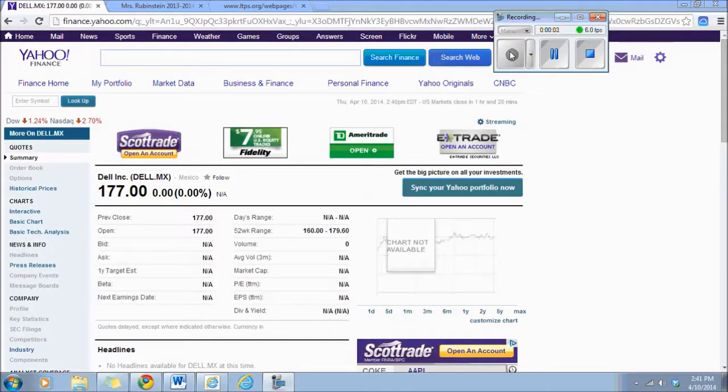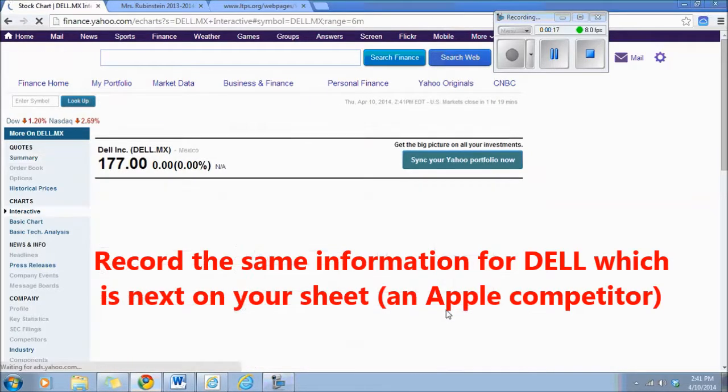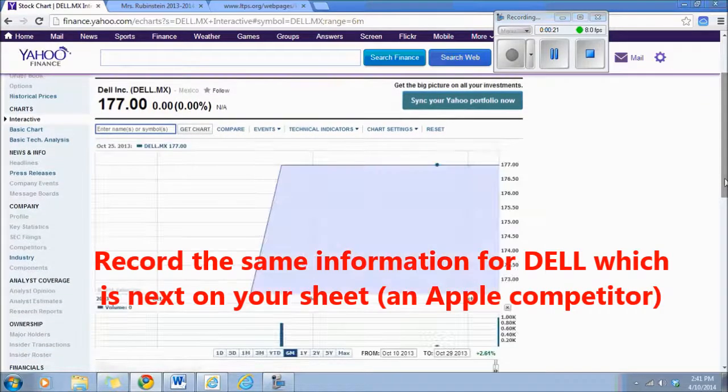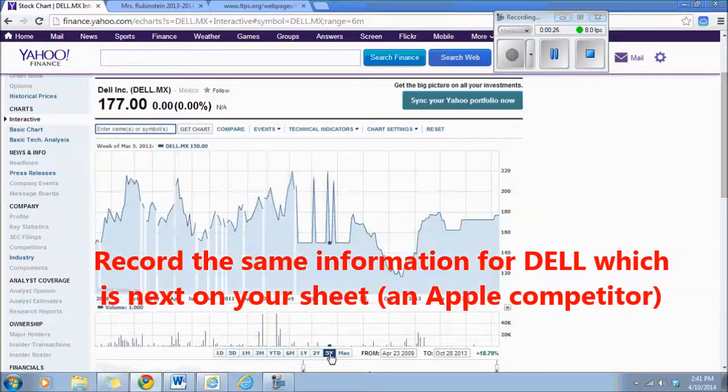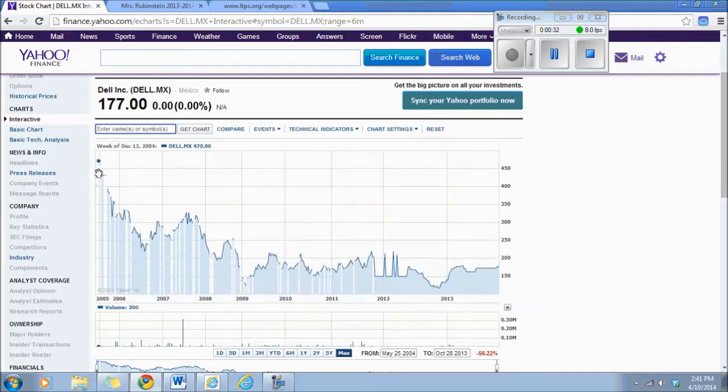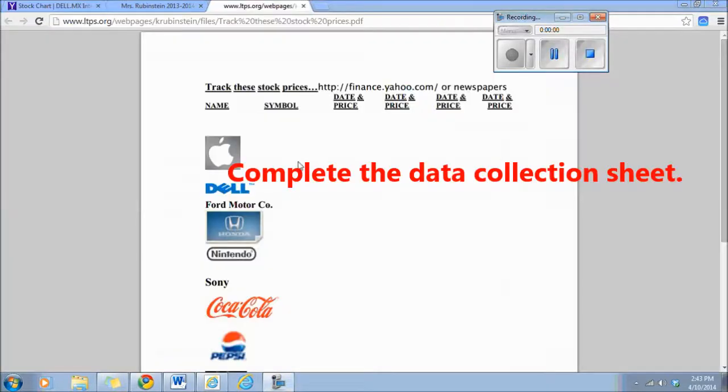The next symbol or company on your sheet is Dell. See what it was trading at 6 months ago. Probably about the same. You can go back and see what it was trading 5 years ago, and you can see when it was at its maximum, or as far back as it can go. Go ahead and complete the chart all the way down.